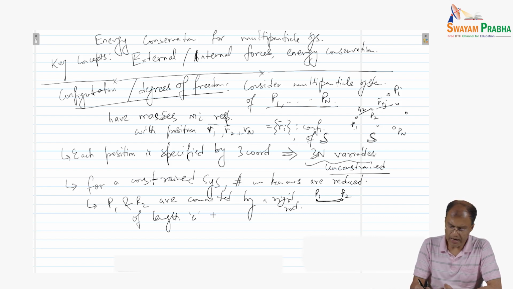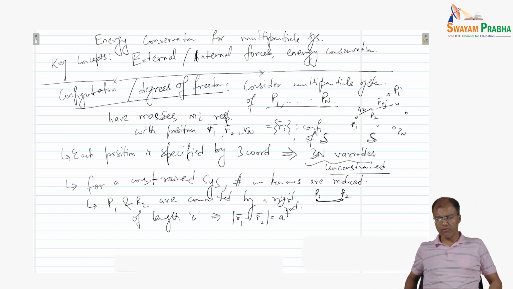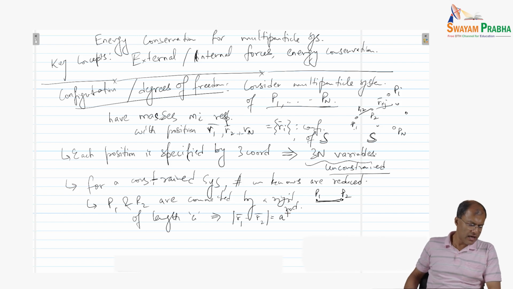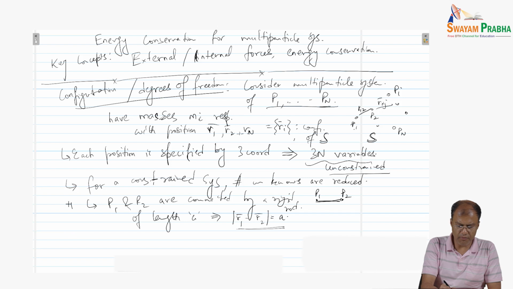And we see that in this case mod of R1 minus R2 comes out to be A. So P1 and P2 are connected by a rigid rod of length A, and in this case we have this constraint. This is going to reduce the number of unknowns from 6 to 5, right? Because this is one constraint. So this is example 1 here.